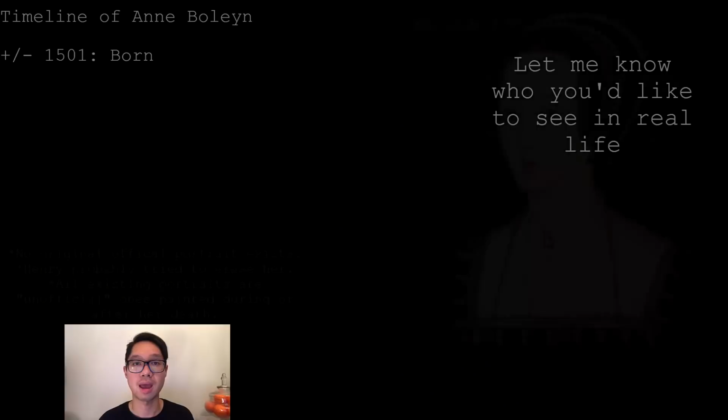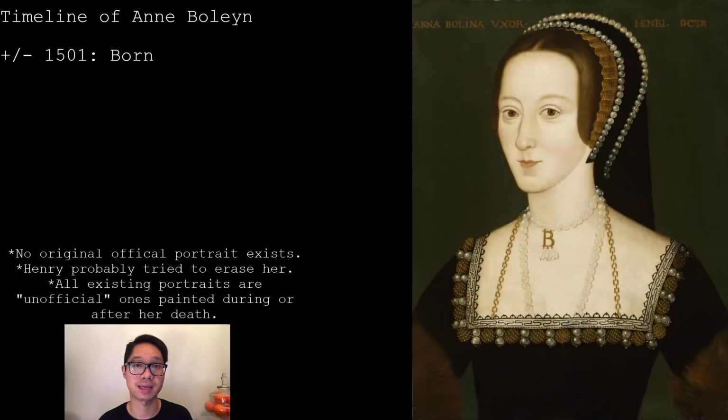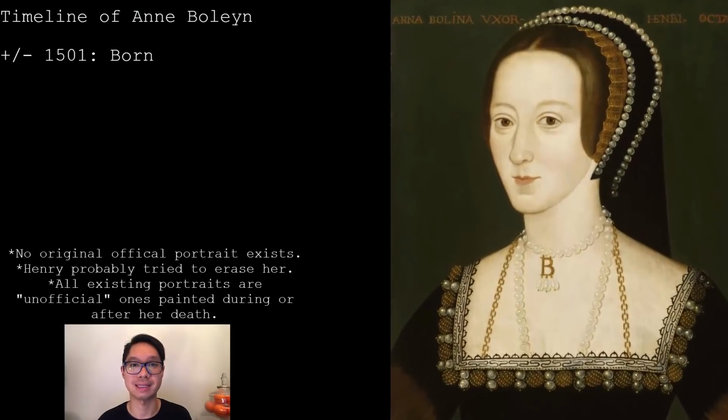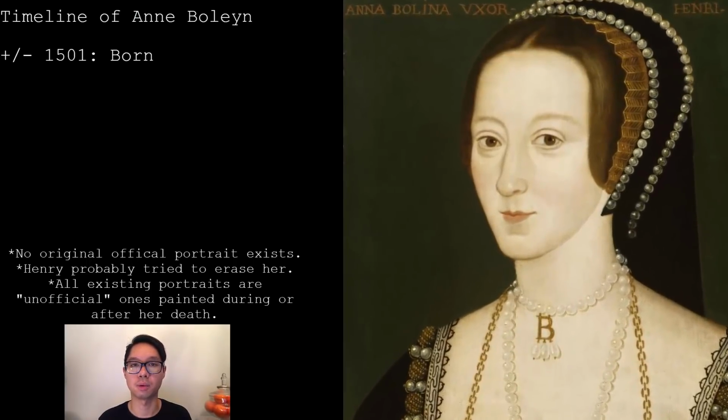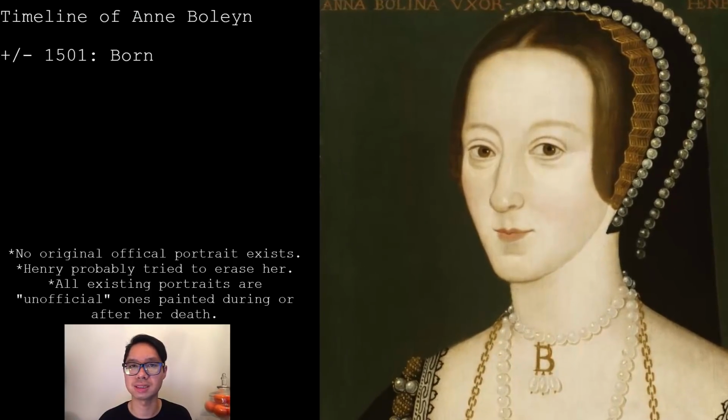Anne Boleyn was the second wife of King Henry VIII of England and also the mother of the future Queen Elizabeth I. She was also known for being a key figure in splitting the Church of England from the Pope's authority. Anne was born, give or take, 1501. No one really knows for sure.